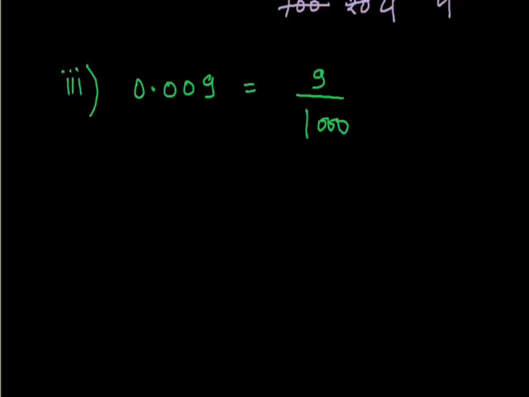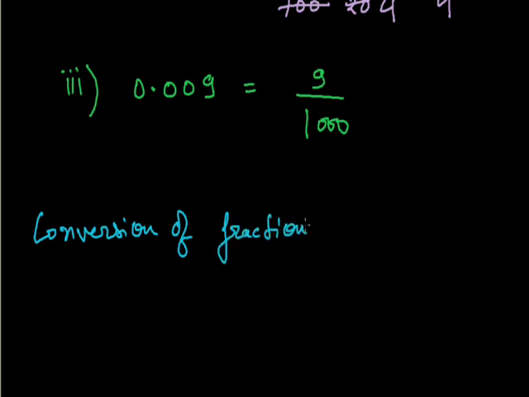Now let us see the converse of this. If I have to convert a fraction into a decimal, that is conversion of fraction into decimal, it is very simple. If we have decimal fractions, for example, if I have the number 2 by 10, it is very simple to convert this number into a decimal.